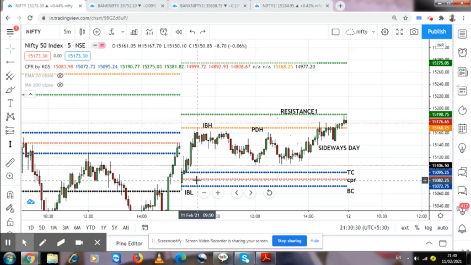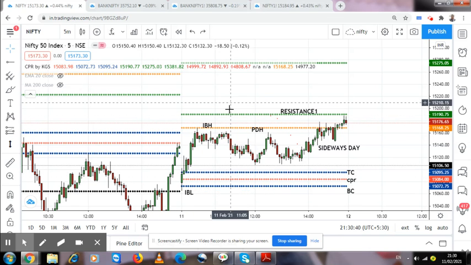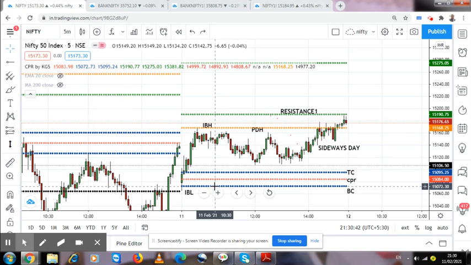If it would have been narrow, then usually the day is trending. The price may open on the top of a narrow pivot range and it will shoot up to R1, R2 or either side, or likewise it can open on the lower side and it can touch S1 and S2 pivot, that is support 1 and support 2.